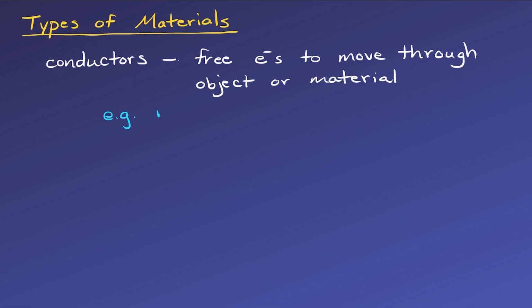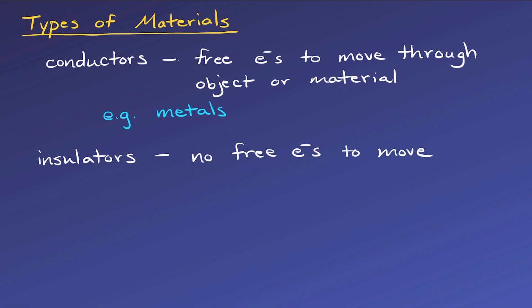Their loose electrons are free to flow through the material, so we say they can easily conduct charge. Materials that do not have free or loosely bound electrons are called insulators.